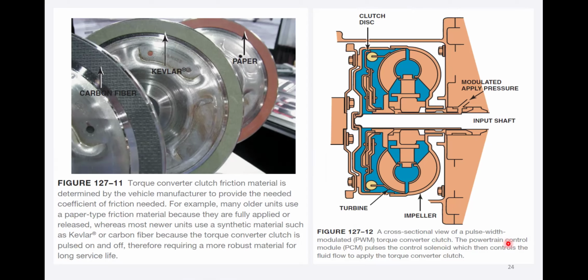A powertrain control module pulses the control solenoid, which then controls the fluid flow to apply the torque converter clutch. So in this setup, we have pulse width modulation, which is controlled by the powertrain control module of an engine or transmission that applies the modulated pressure and helps to engage the solenoid switch for the disc clutch, this hydraulic clutch here, the torque converter clutch.